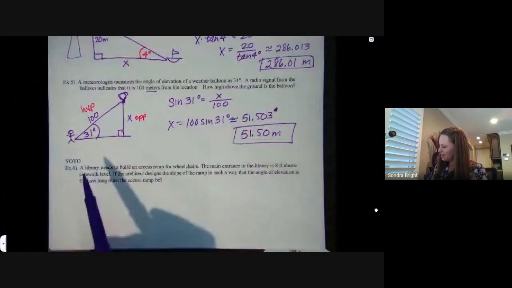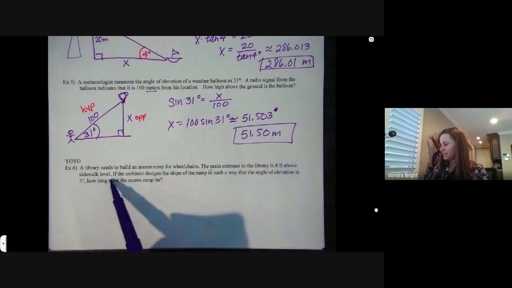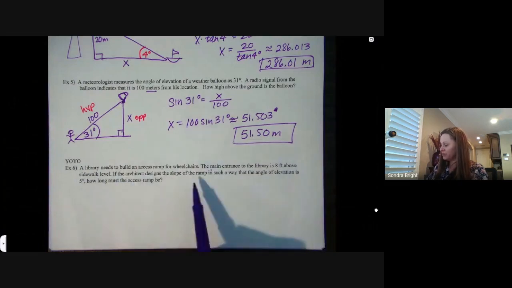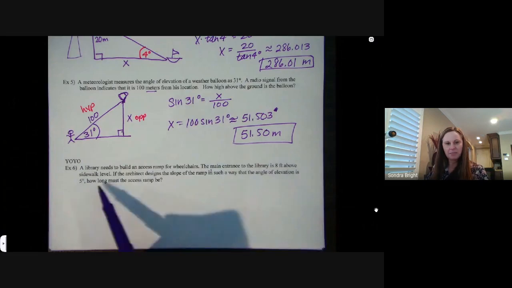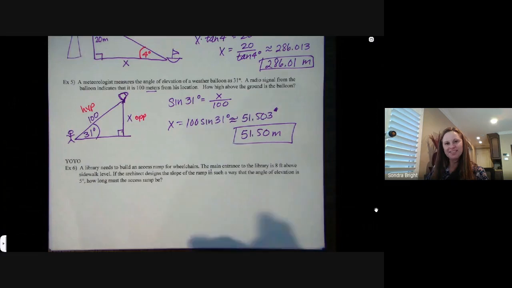Try one on your own. The library needs to build an access ramp for wheelchairs. The main entrance to the library is 8 feet above the sidewalk level. If the architect designs the slope of the ramp in such a way that the angle of elevation is 5 degrees, how long must the access ramp be? All right, pause your video right now and see if you can try this on your own.